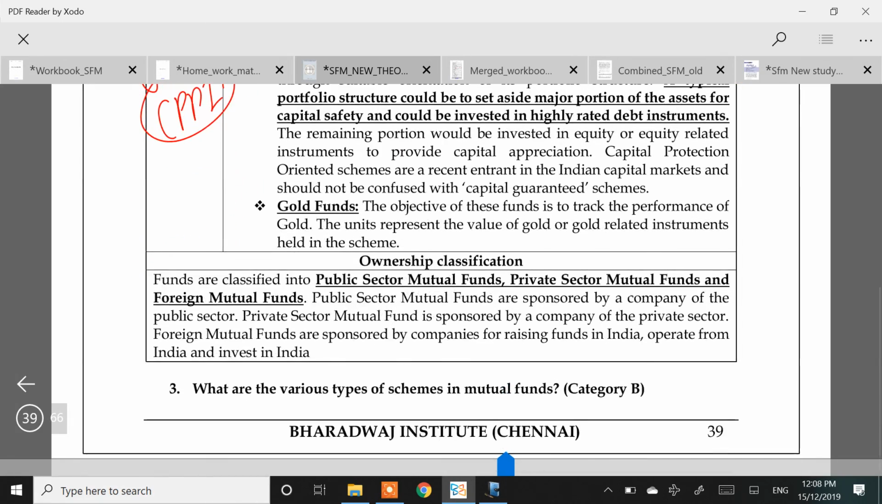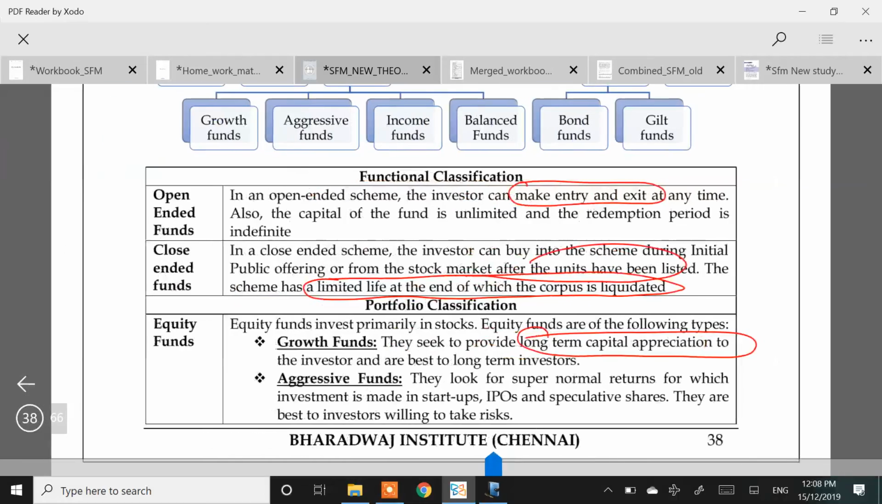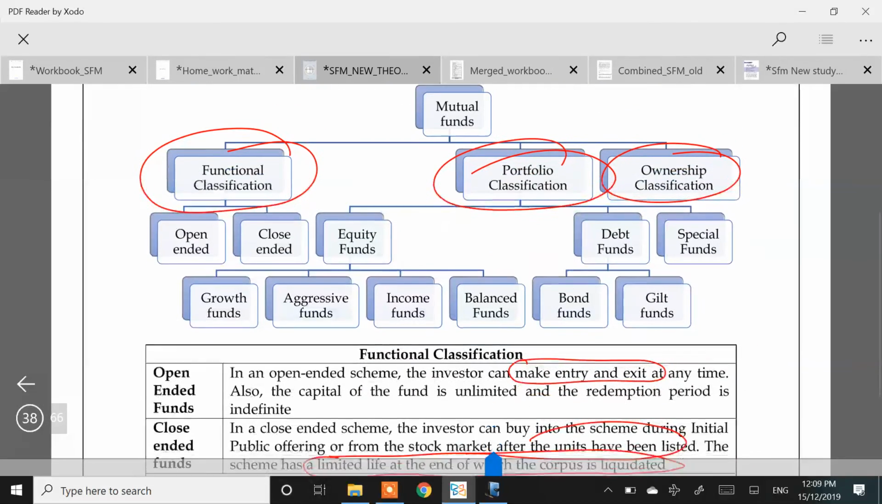I can also classify on the basis of ownership. There can be public sector mutual funds, private sector mutual funds, or foreign mutual funds. So this is what the different types of funds which we are seeing.